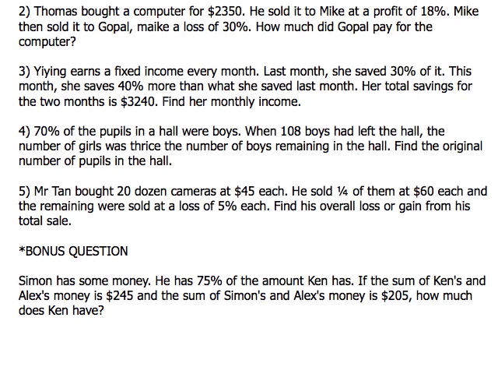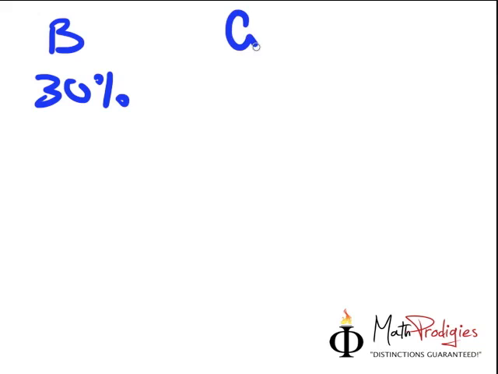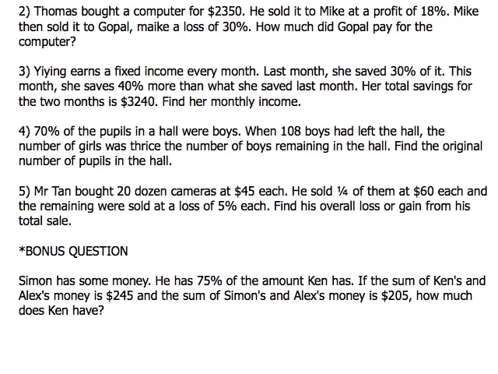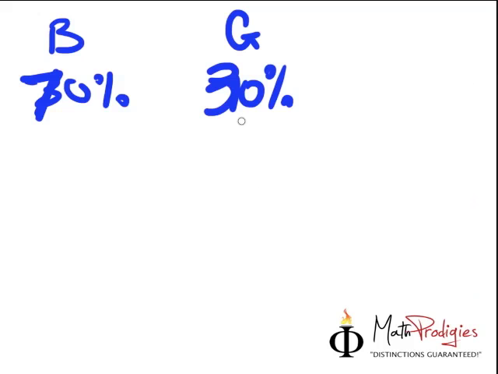This one is actually a little bit challenging if you've never encountered something like that before. So let us just do this first. Let's find out boys and girls. 70% were boys, so 30% were girls. Then it says that when 108 boys had left the hall, did any girls leave? No. So the girls remain as 30%.